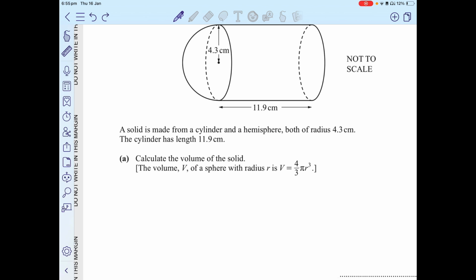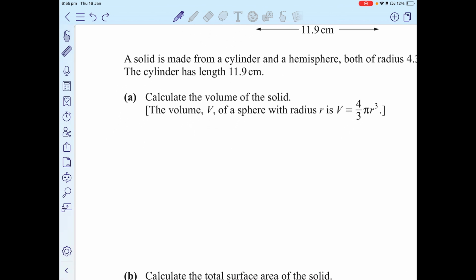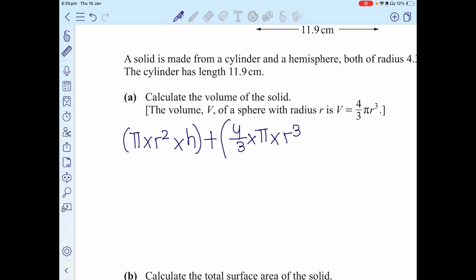To find the volume of the solid, what we do is we split this up into a hemisphere and a cylinder. To find the volume of a cylinder, what you do is pi r squared, that means the area of the base, into the height. And for the hemisphere, we have the formula here, which is 4 by 3 into pi into r cubed. But since it's a hemisphere, and the formula is for a sphere, we have to always ensure that we multiply by half, because a hemisphere is like a half of a sphere.